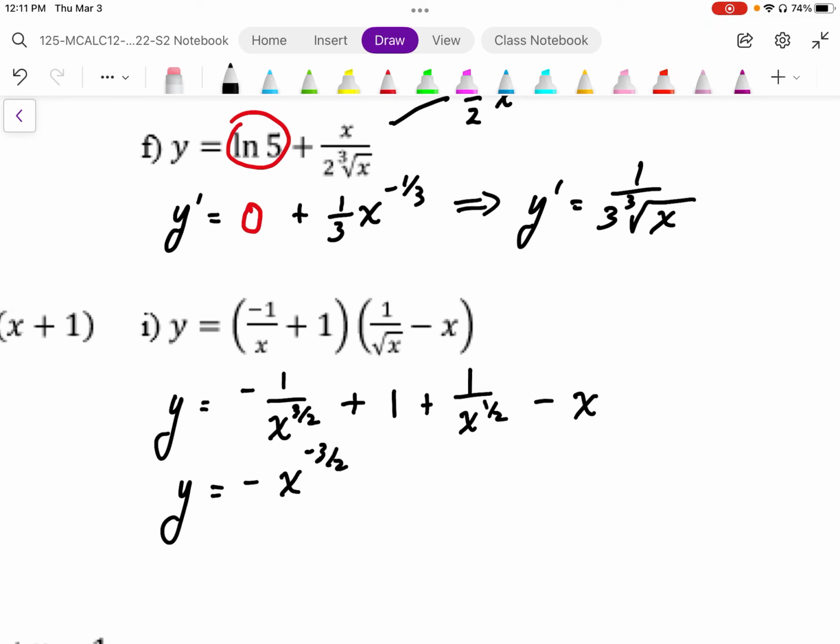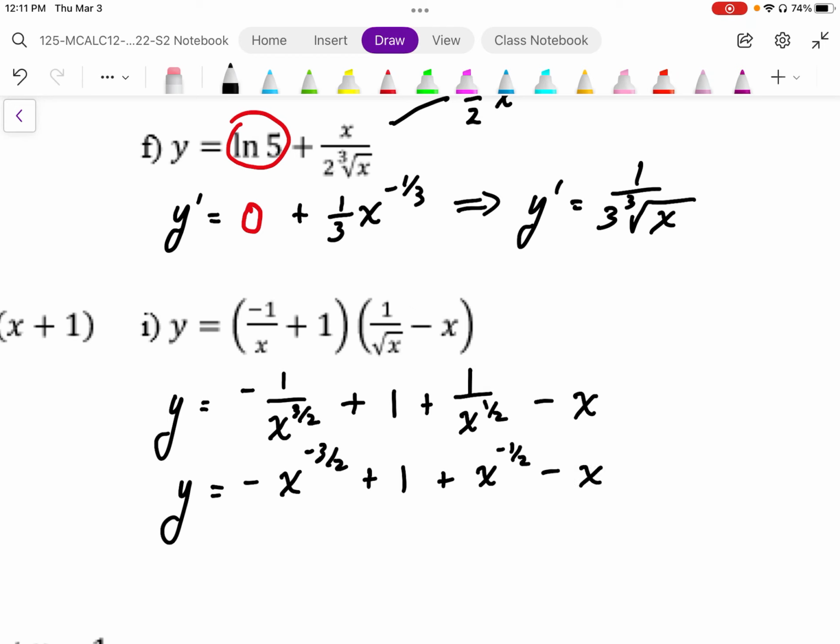Now, we don't always need to be writing that power as an exponent like that, as a negative exponent, but it is useful, especially when you're first starting out, to keep track of the power. So this is coefficient of 1, exponent of negative 1/2, and a coefficient of 1.